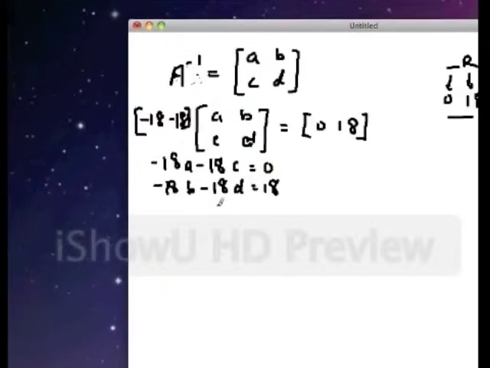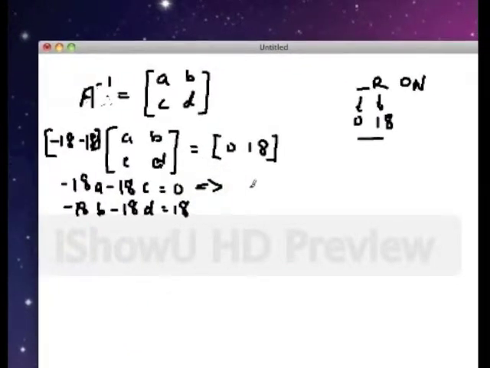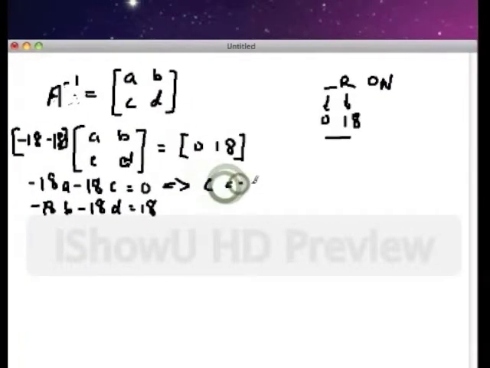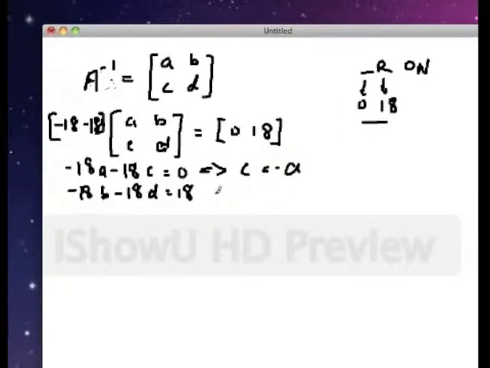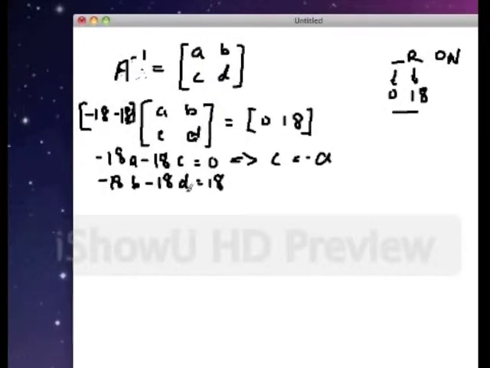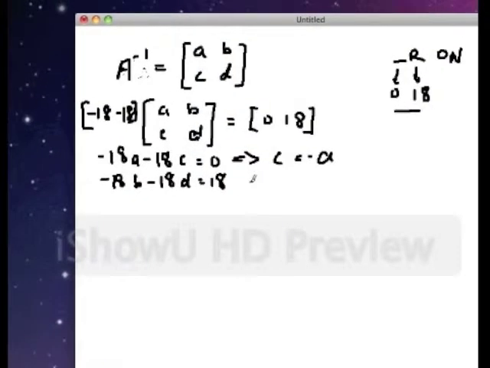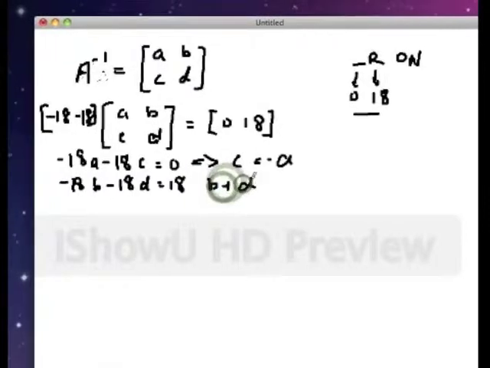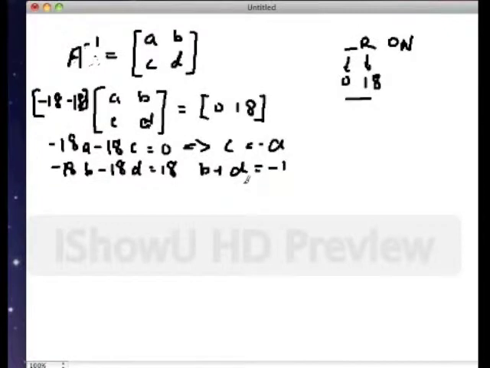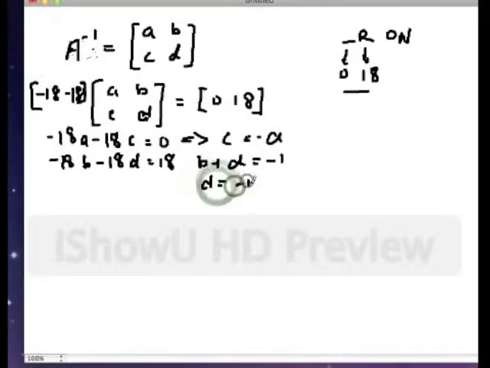Okay, so what we have here, this one will imply that A is equal to negative C, or C is equal to negative A, say. Also, we have 18 and 18, so B plus D is equal to negative 1. Right, so D is equal to negative 1 subtract B.